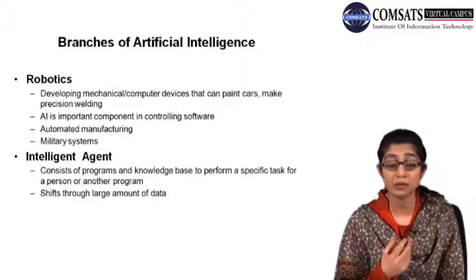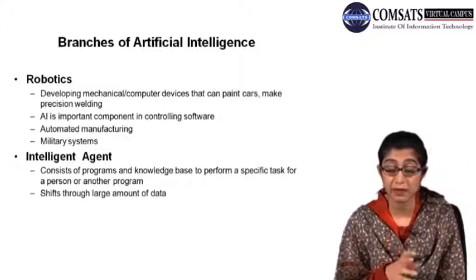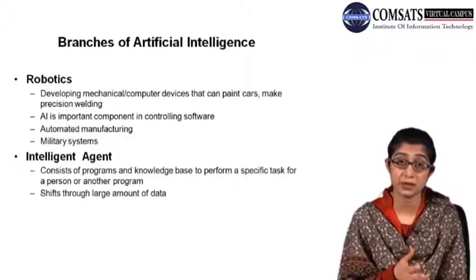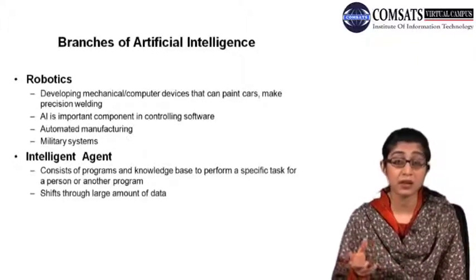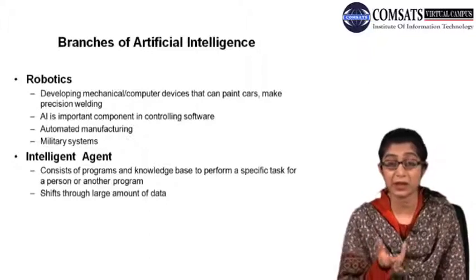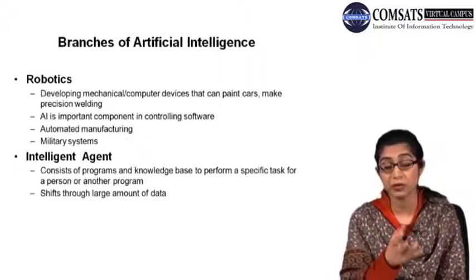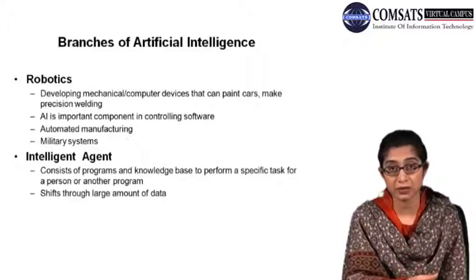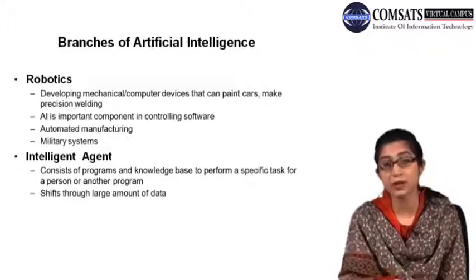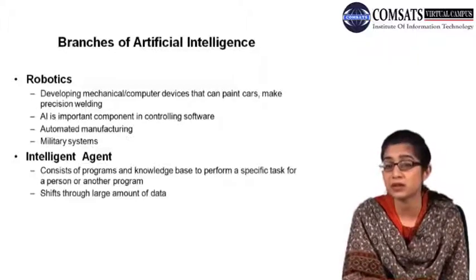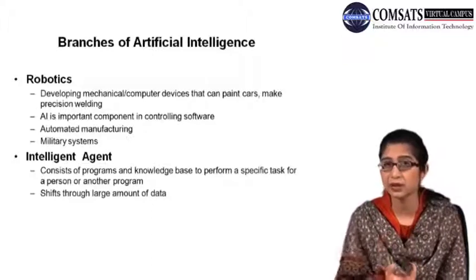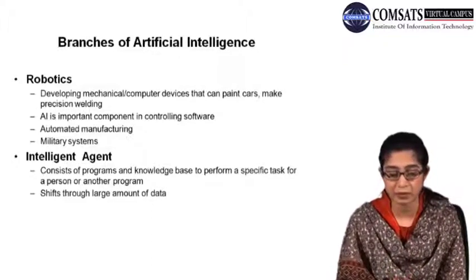Then it's a kind of a program and knowledge base combined to perform any kind of specific task for a certain person, or it can be for any other program as well. So intelligent agent again is a certain program जो कि कोई human user भी use कर सकता है और कोई और program भी उस program को access करके use कर सकता है, so that that can have a certain element of intelligence in that program as well.